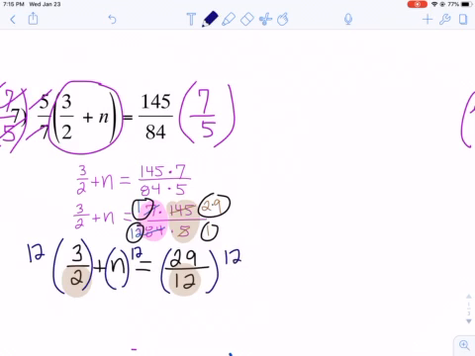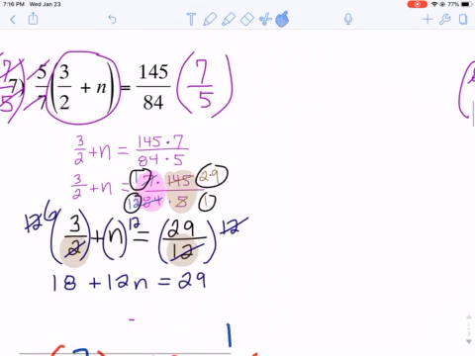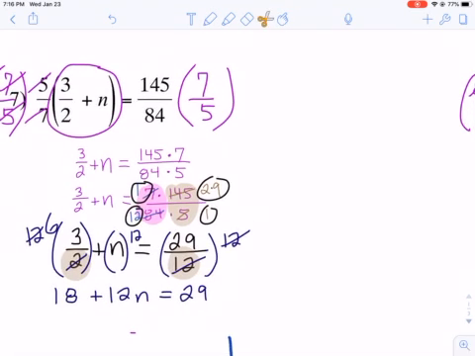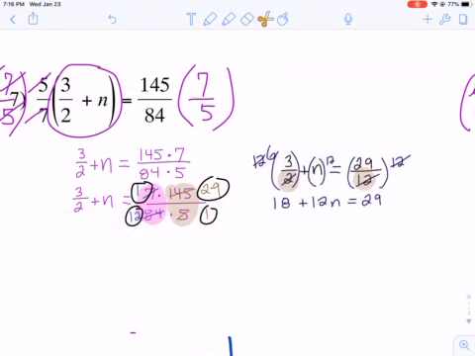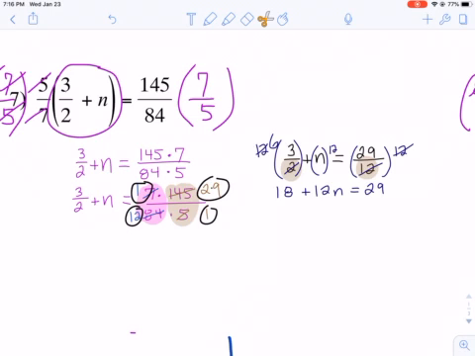Multiply by 12 here. Let's cancel out. Multiply by 12 and 2. Let's simplify that. 12 over 2 simplifies to 6. And now I get myself 18 + 12n = 29. This is a little bit easier to digest than dealing with fractions, at least on my end. Some people like fractions. In my opinion, if I don't have to use them, I'd rather not.